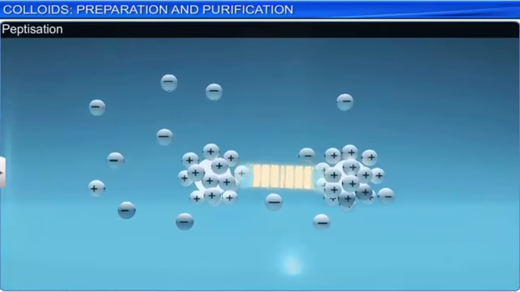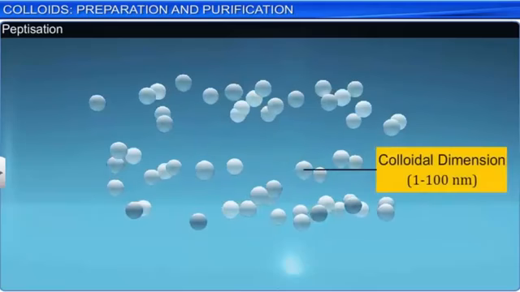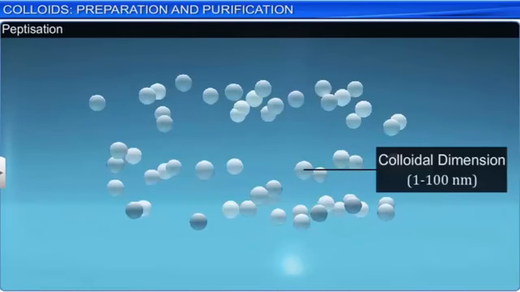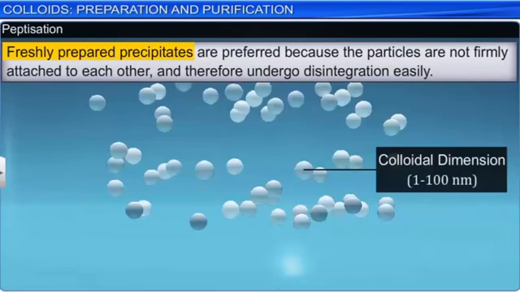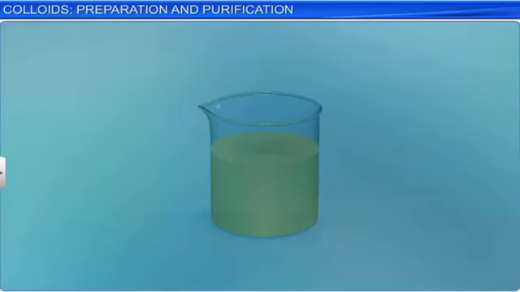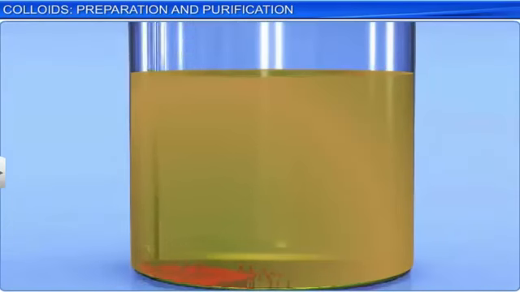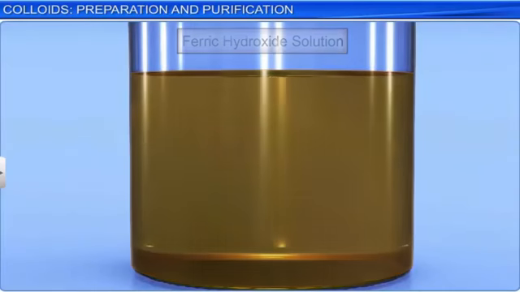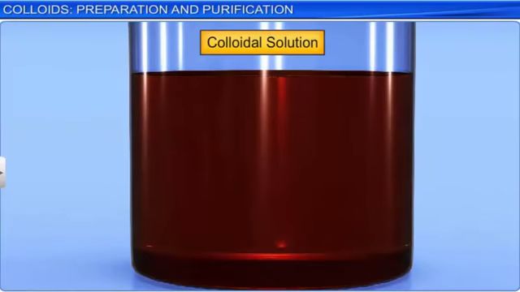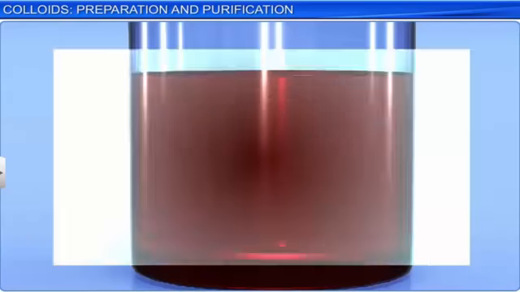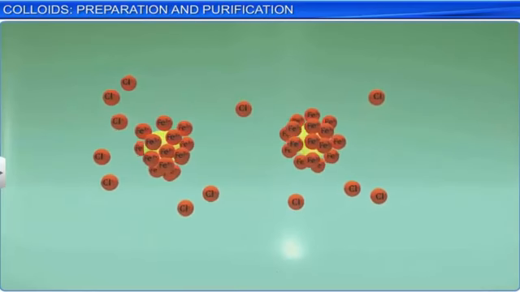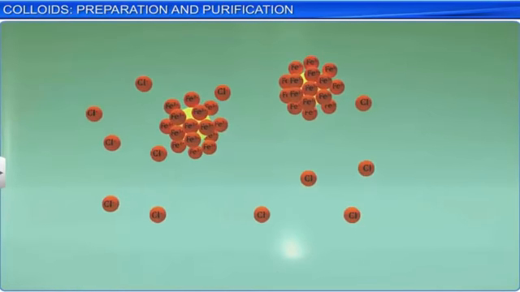It is important to note that freshly prepared precipitates are preferred because the particles are not firmly attached to each other and therefore undergo disintegration easily. For example, the addition of ferric chloride to a freshly prepared precipitate of ferric hydroxide converts it into a colloidal solution reddish-brown in color. Here, the ferric ions from ferric chloride get preferentially adsorbed by the ferric hydroxide precipitate.